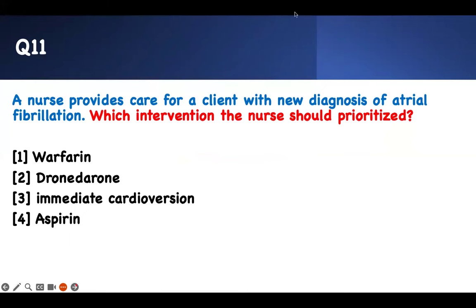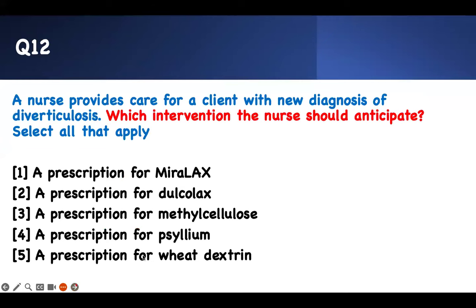Next question. And let's provide care for a client with a new diagnosis of diverticulosis. Which intervention should the nurse anticipate? Select or apply. What causes diverticulosis? Lack of fiber, no exercise, no hydration. Therefore, my answer choice should encompass all of this.